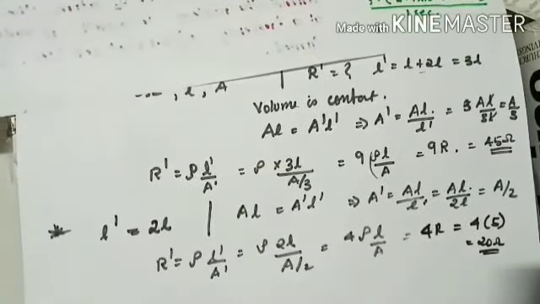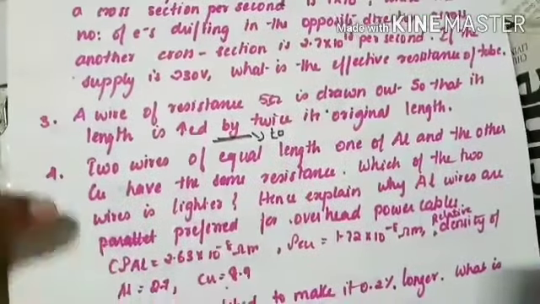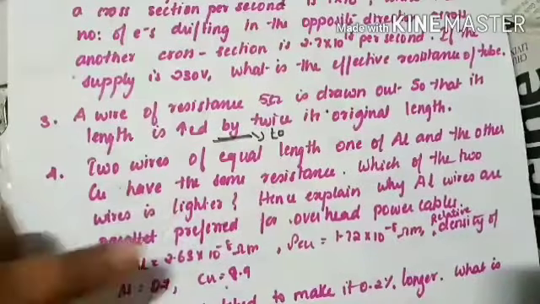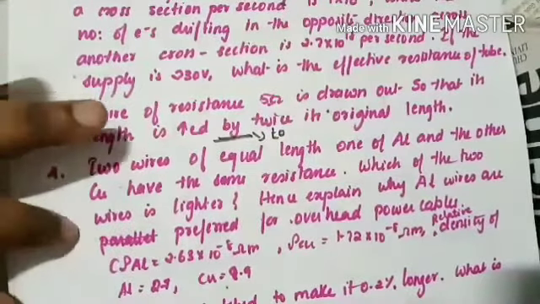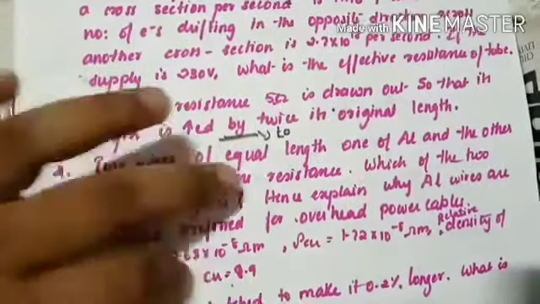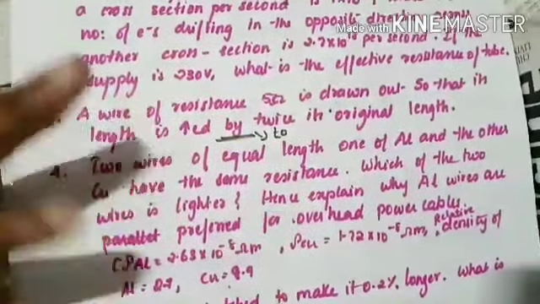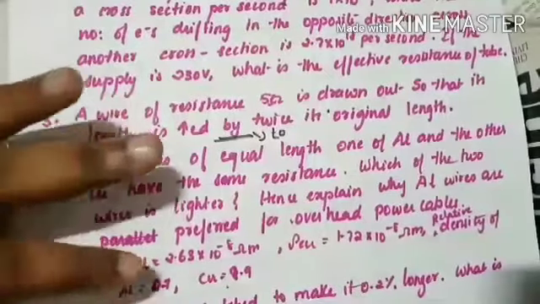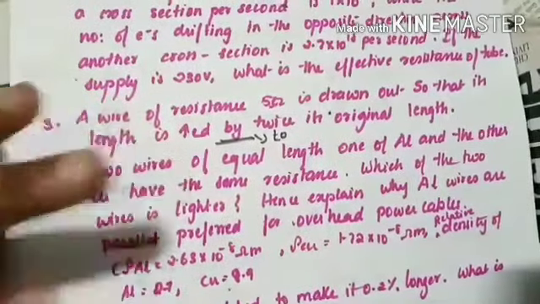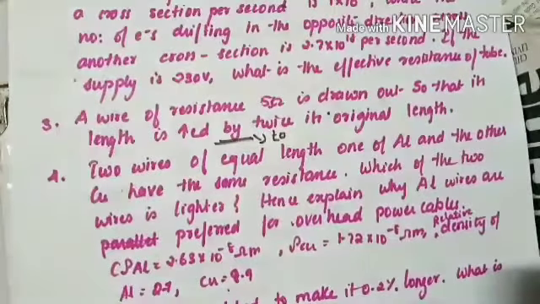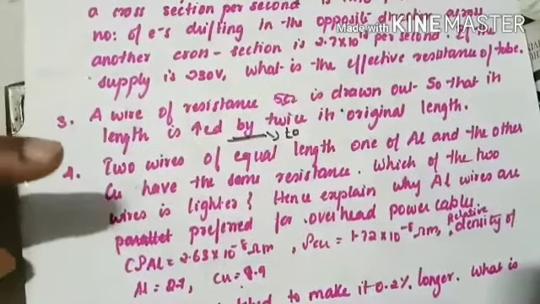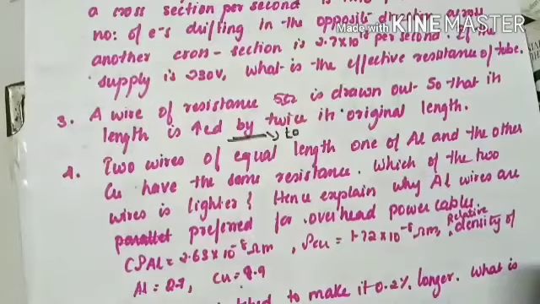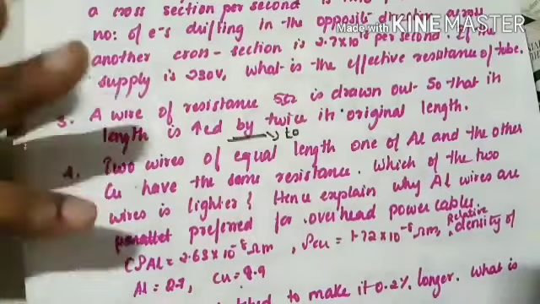Now let's move on to the fourth question. Two wires of equal length, one of aluminium and the other of copper, have the same resistance. Which of the two wires is lighter? Hence explain why aluminium wires are preferred for overhead power supply cables. You are given the resistivity of aluminium, the resistivity of copper, and the density of aluminium and the density of copper.